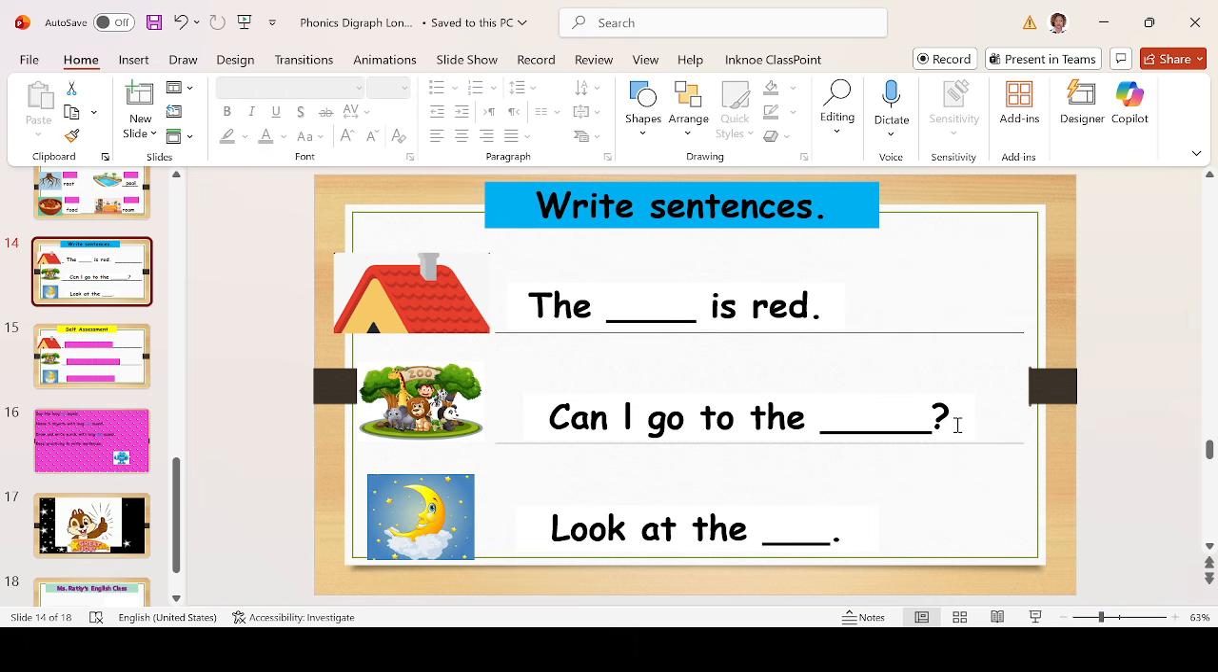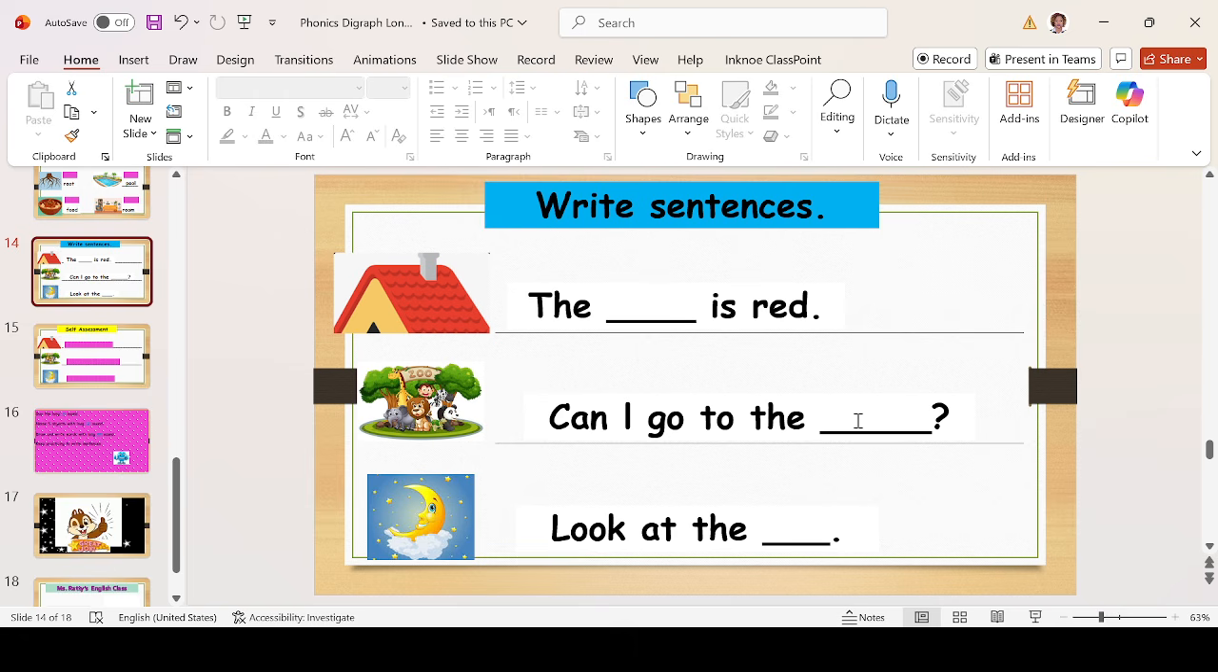So what is the sentence all about? Can we read together? What is this? Zoo. Very good. Can I go to the zoo? You are asking. Maybe you are asking your mom, Mom, can I go to the zoo? You are waiting for your mommy to say, yes, you can go, or no, we will go tomorrow. Okay, right?